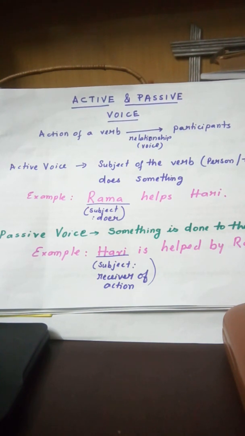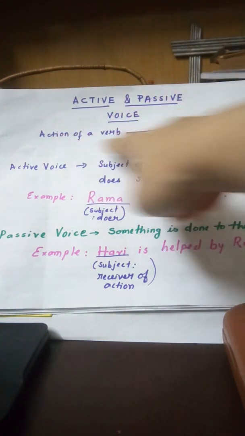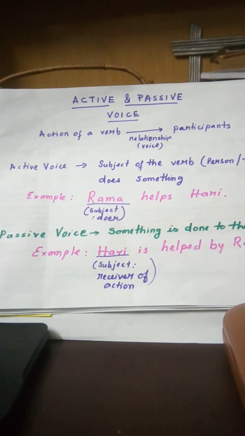So, active or passive voice of a verb is actually the relationship between the action of the verb and the participants in the sentence. It might sound a little vague, but you would understand it as we discuss it further. You can see I've given a pictorial description of the relation here: the action of the verb and the participants.